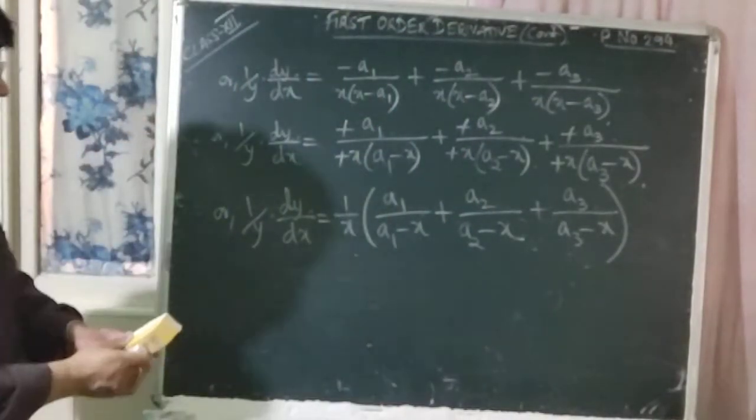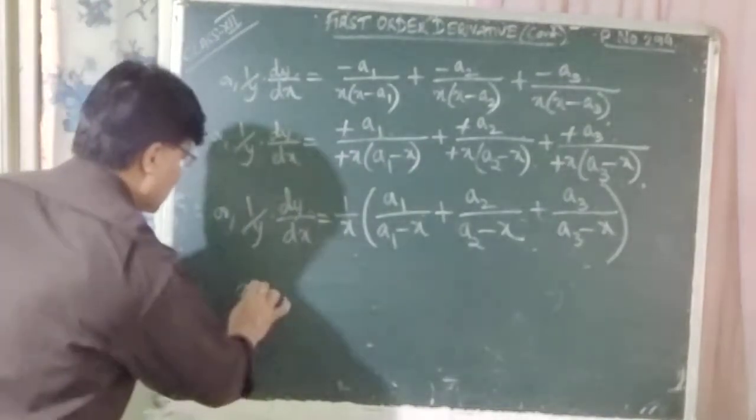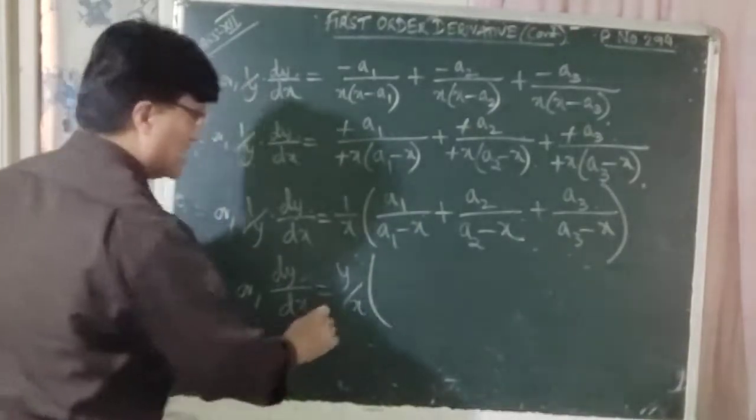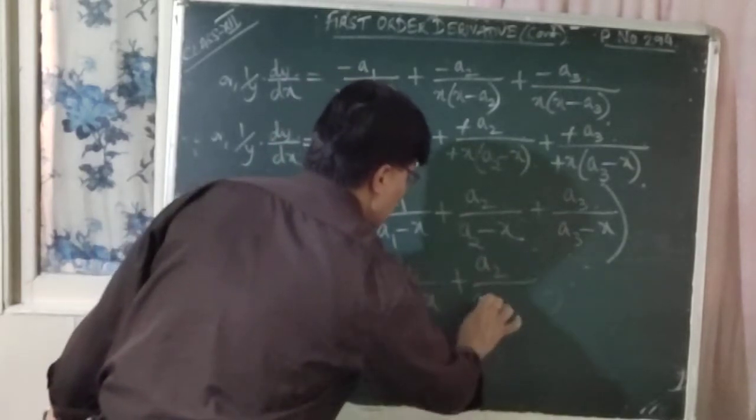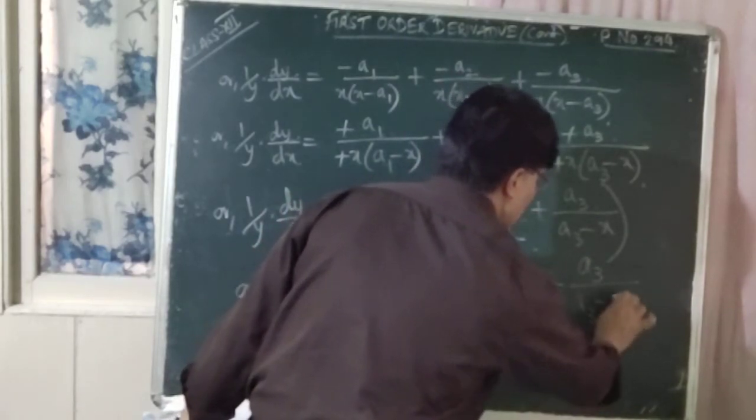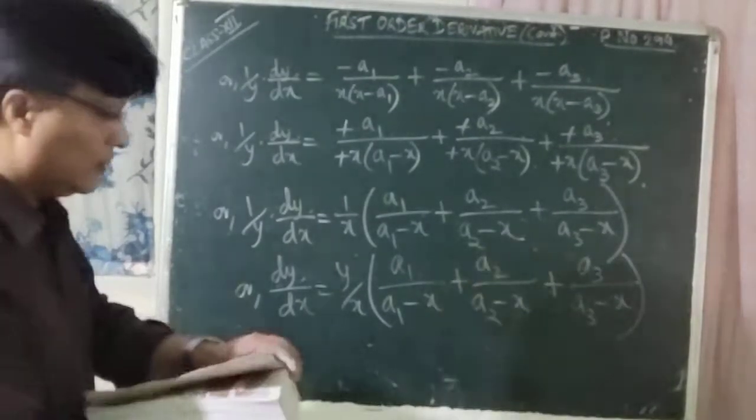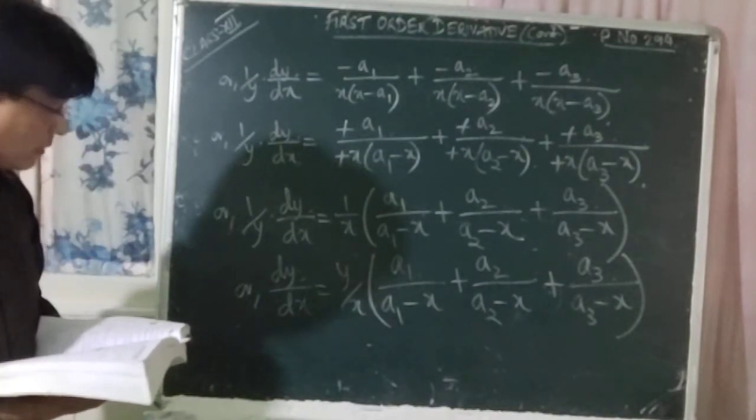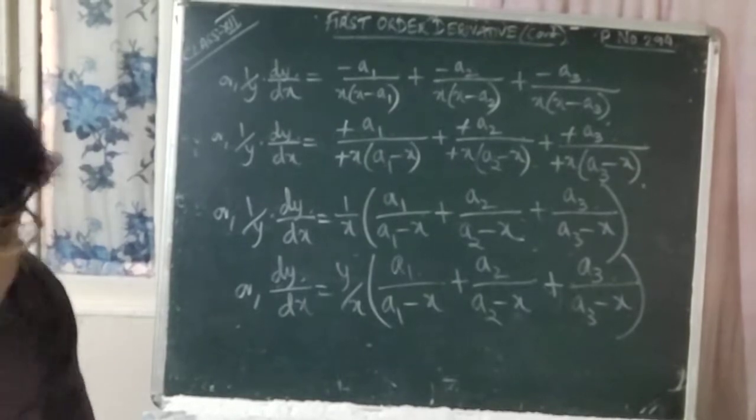Is that clear now? Now you should get the value for dy by dx. Now cross multiply by y here, so it is y by x, isn't it? So dy by dx is equal to y by x, and within bracket what do we get? a1 upon a1 minus x plus a2 upon a2 minus x plus a3 upon, this is your a3 minus x. So I think it is proved, isn't it? So you have to prove that dy by dx is equal to y by x within bracket a1 upon a1 minus x plus a2 upon a2 minus x plus a3 upon a3 minus x. So that is proved. Is that understood?